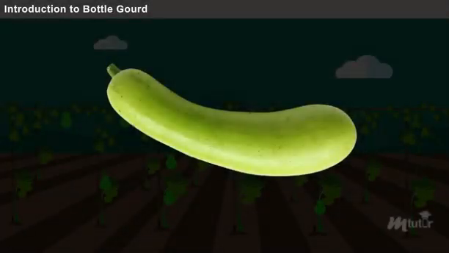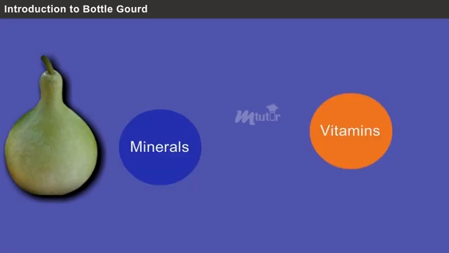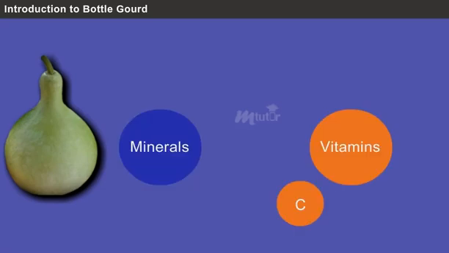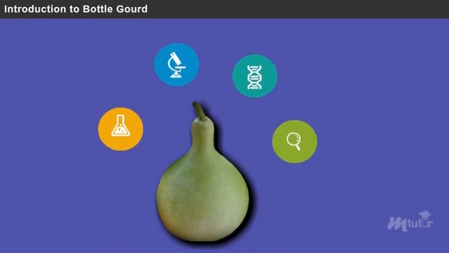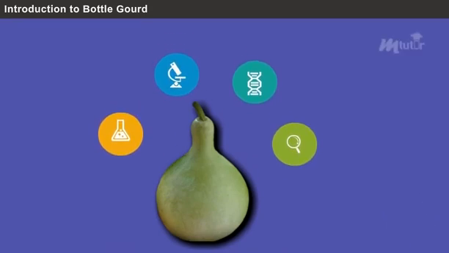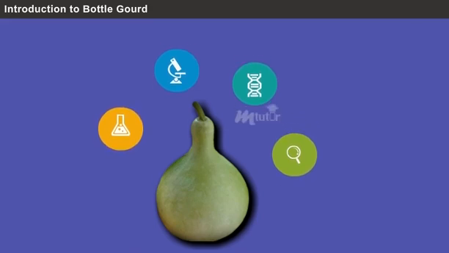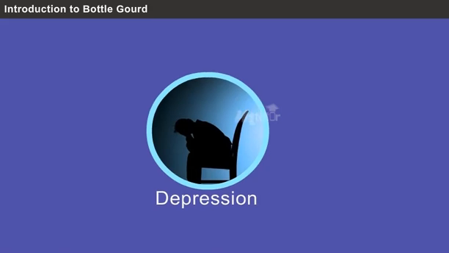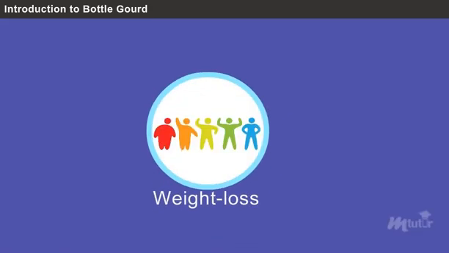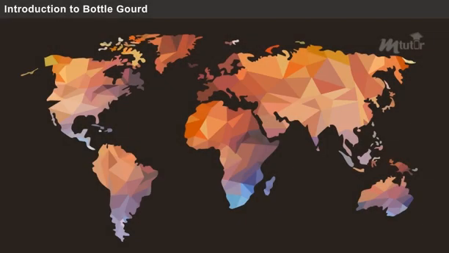Bottle gourd fruits are yellowish green, fleshy, and also differ in shape and size. The fruit is rich in water and fiber content, minerals and vitamins, especially C and K. Further research had also revealed that nutrients present in bottle gourd are very useful in minimizing the risk factors leading to complications such as stress, depression, indigestion, weight loss, hair loss, heart diseases, etc.